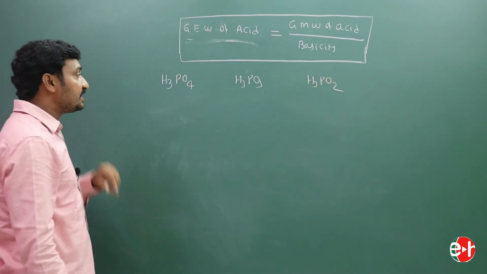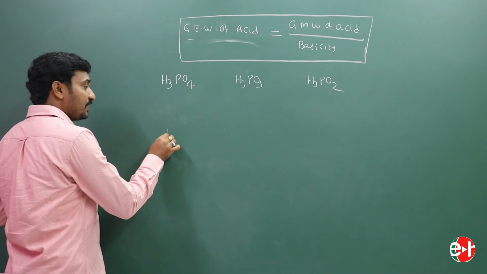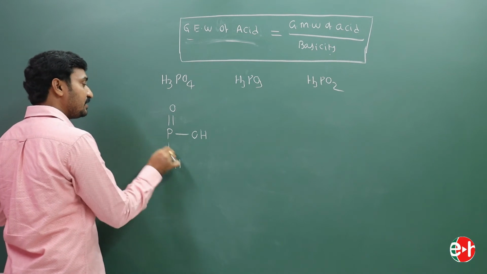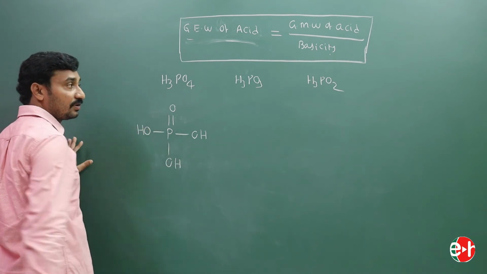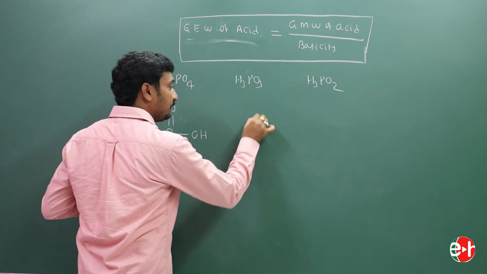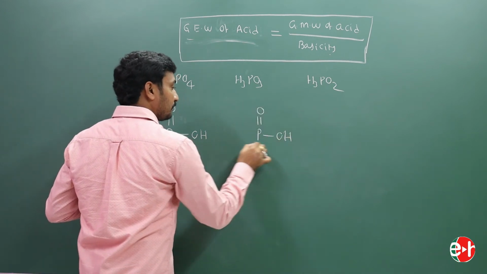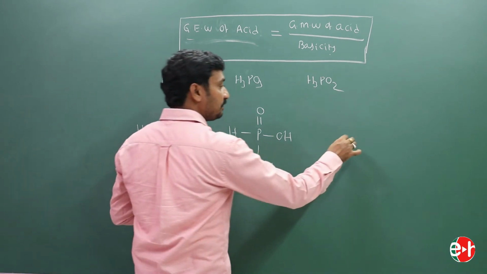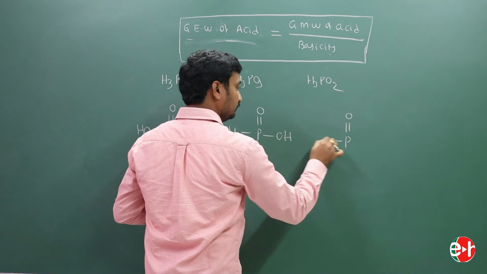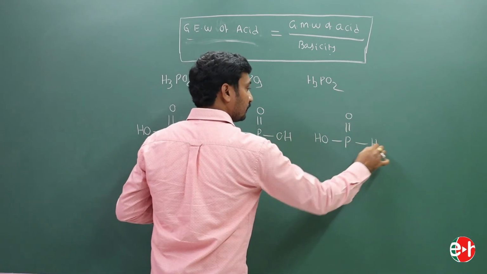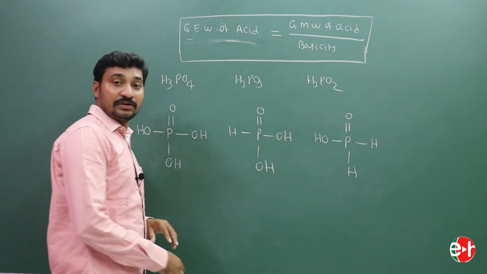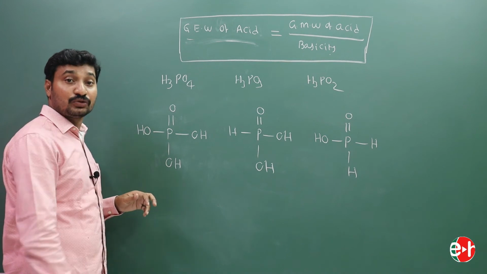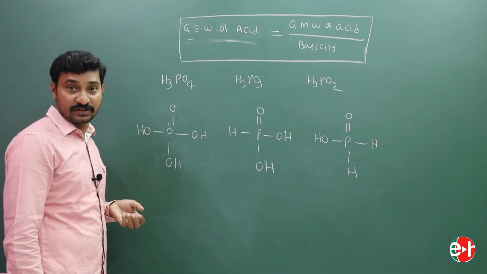Now, the structure of H3PO4. This is the structure of H3PO4. H3PO3, this is the structure of H3PO3. H3PO2. Here remember one thing: the hydrogen that is directly connected to oxygen is the only one replaced by a metal atom.